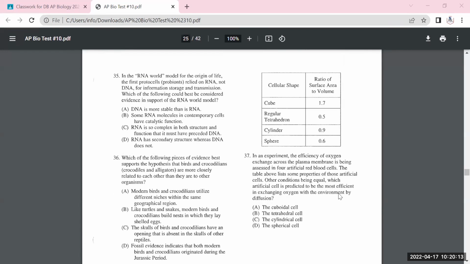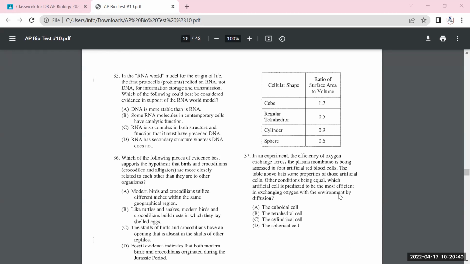Okay, in an experiment, the efficiency of oxygen exchange across the plasma membrane is being assessed in 4 artificial red blood cells. The table above lists some properties of those artificial cells. Other conditions being equal, which artificial cell is predicted to be most efficient in exchanging oxygen with the environment by diffusion?